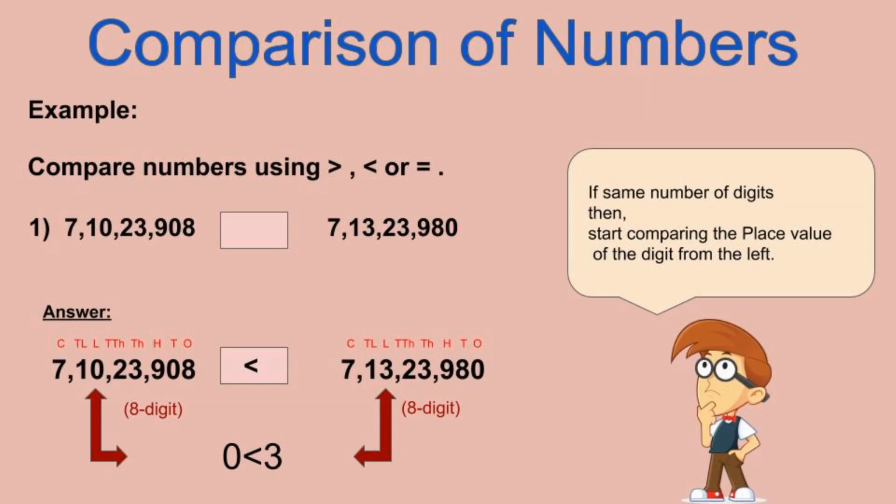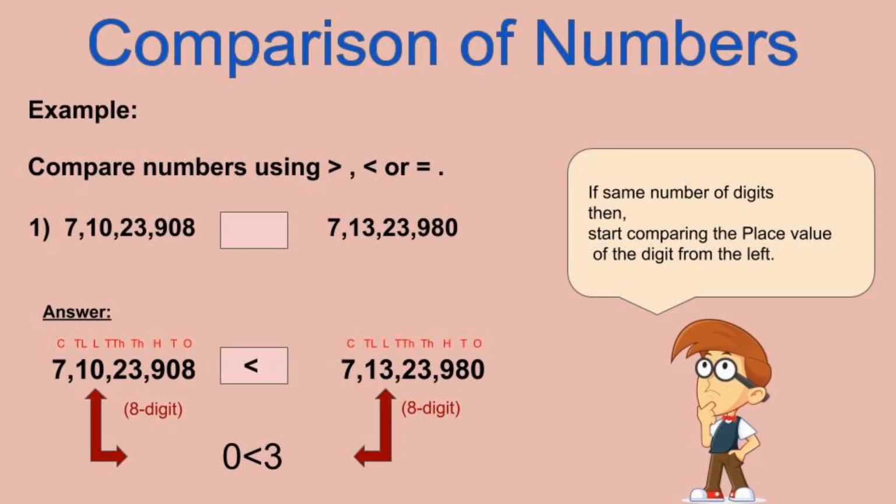Which number is greater? How can we compare numbers? First thing, we need to compare the number of digits. Here, both the numbers have the same number of digits, that is 8 digits. If the number of digits are same, we need to compare the place value. Start comparing the place value from the left side, that is from the highest place value. 7 is the highest place value. That means crore place is the highest place value. In both the numbers in crore place, we have the same digit, that is 7.